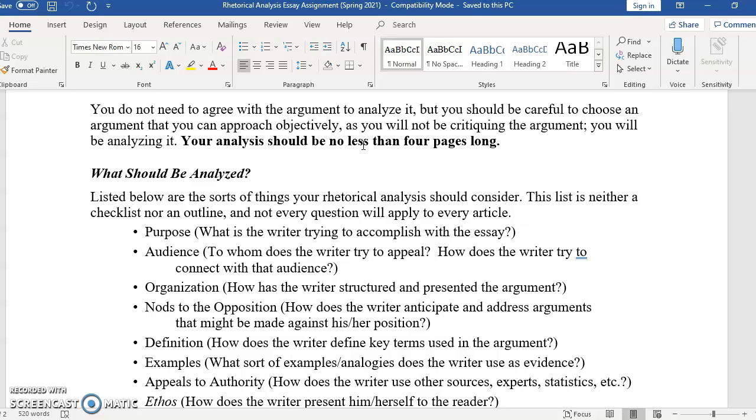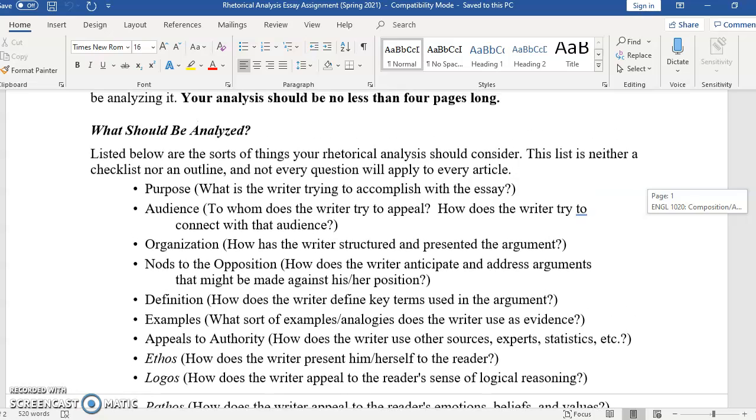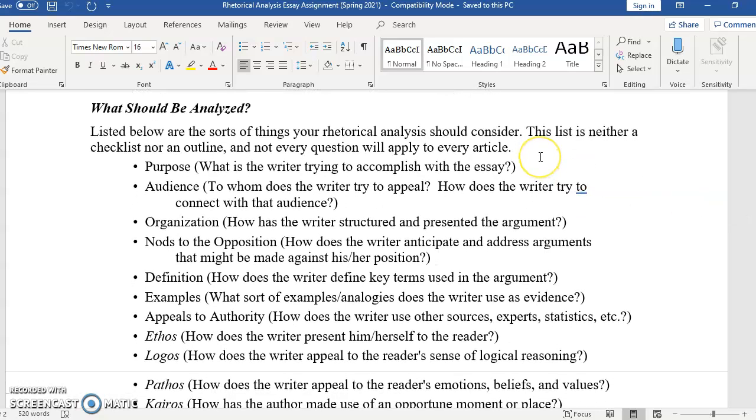Your analysis should be no less than 4 pages long. It's probably going to be about 4 pages. My experience says it is very difficult for students to write anything longer than 4 pages with the rhetorical analysis. So what should be analyzed? These are the things that your rhetorical analysis should consider. This list is neither a checklist nor an outline. Not every question will apply to every article.